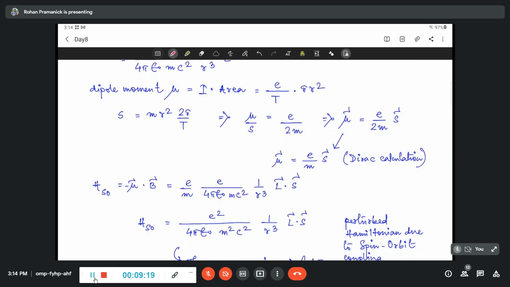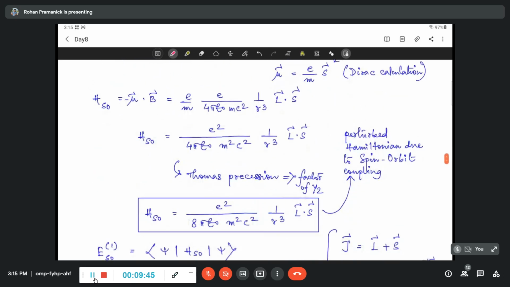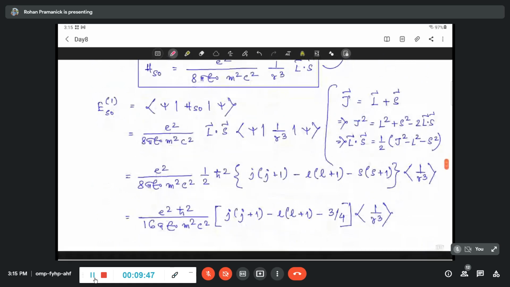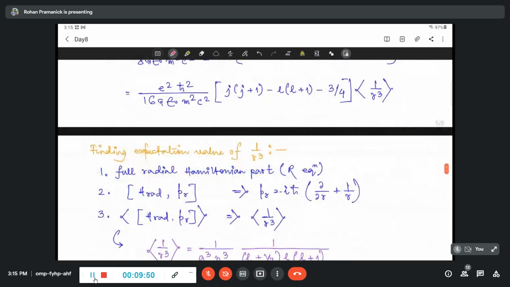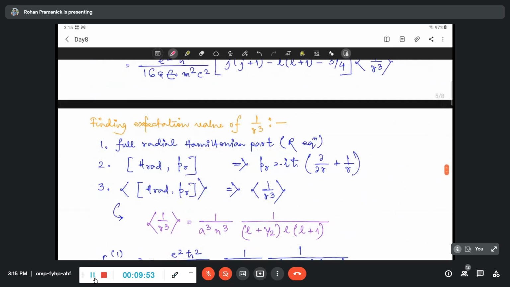So that is this Dirac thing. But you start with mu equals e by m into S. This is only valid for spin, but if you calculate mu for orbital angular momentum, you will find that mu equals e by twice m times the L. So that is purely true classically, but it is not true for spin. Okay. Any other confusion anyone is facing regarding this calculation or details? Anyone?